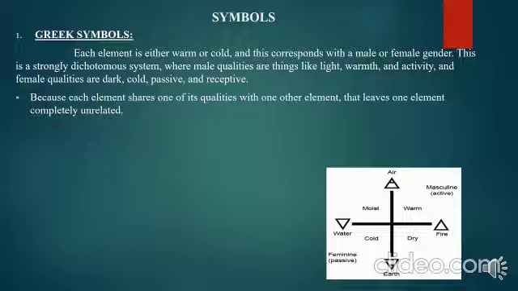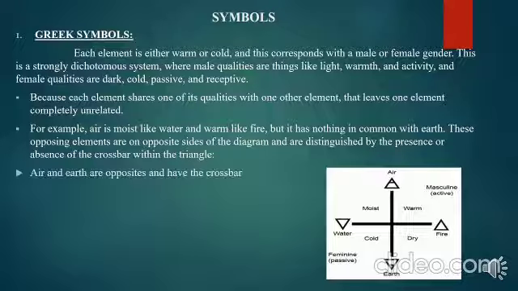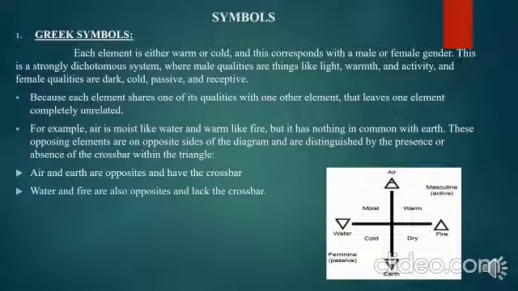You can see that air can be both moist and warm like fire, but it cannot be related to earth in any way. So air and earth are opposite, and the orientation of the triangle is also different. Similarly, water and fire are also on opposite sides of the crossbar.